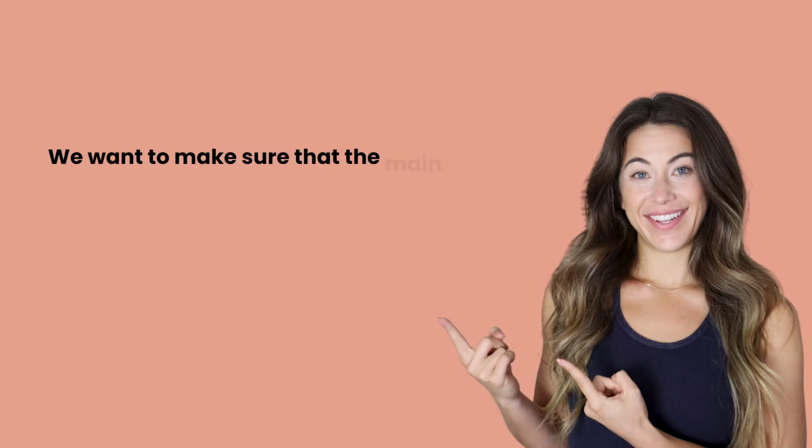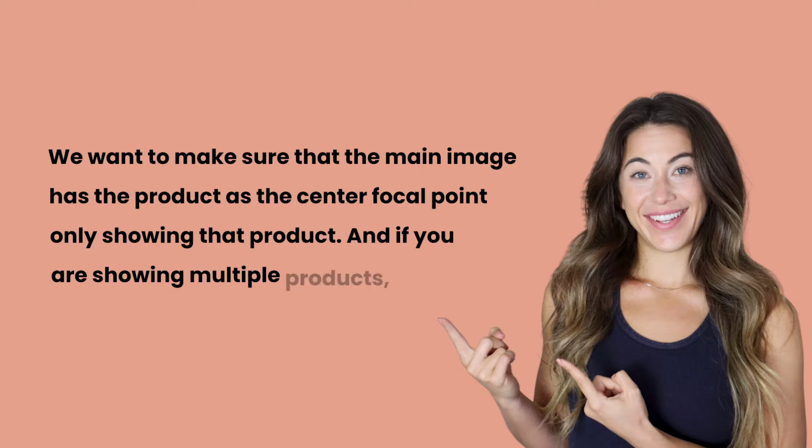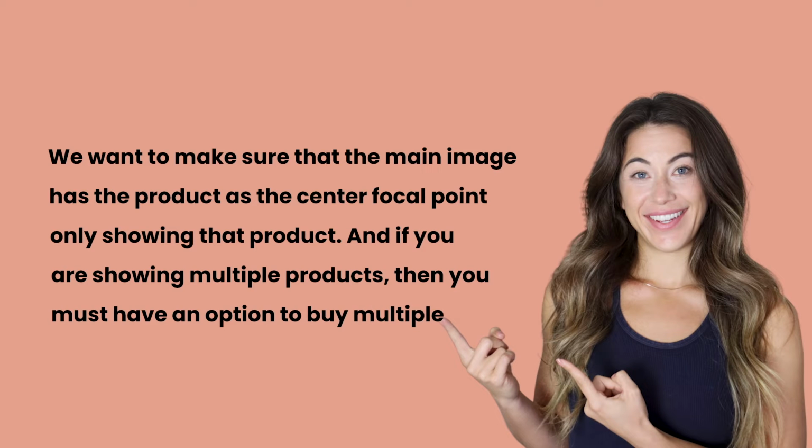So we want to make sure that the main image has the product as the center focal point, only showing that product. And if you're showing multiple products, then you must have an option to buy multiple products in your drop-down menu. But by the very nature, by adding variation to your drop-down menu, it gives them the opportunity to buy higher ticket or lower ticket, which also by the very nature helps your average order value, which increases the SEO and the favorability of that listing in the eyes of Etsy.